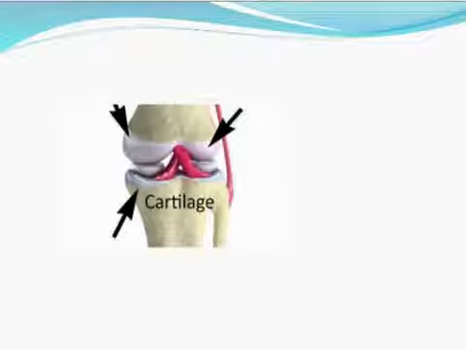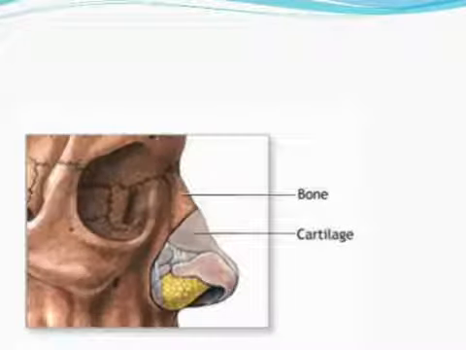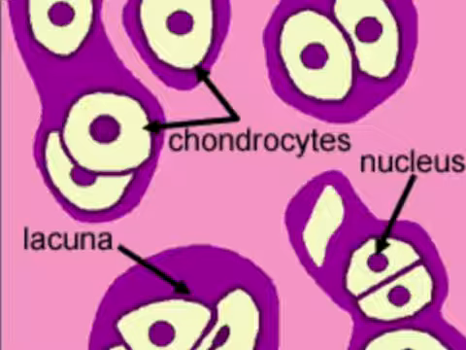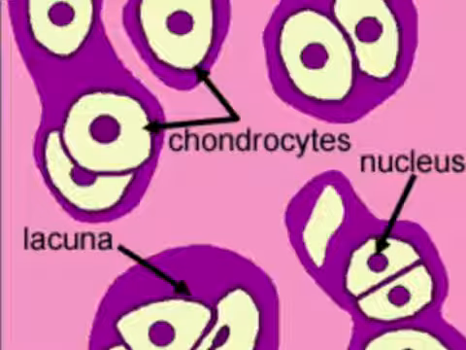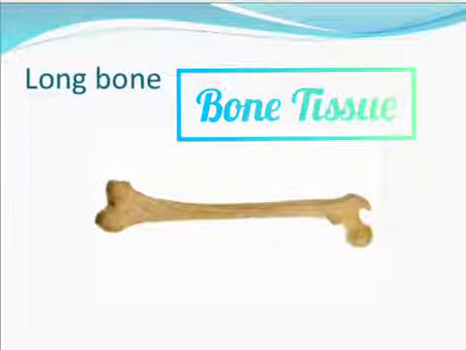Structure showing cartilage between the bones. Cartilage in the tip of the nose. Structure of cartilage tissue. Let us start with the bone tissue.